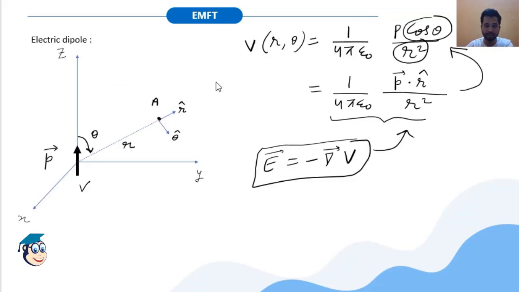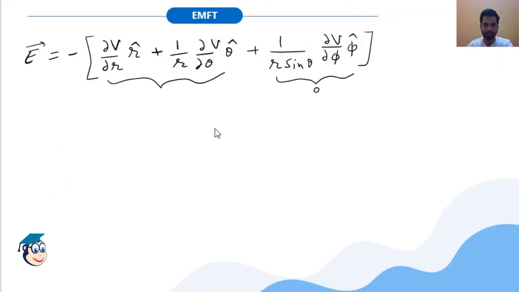In this diagram you can see one electric field component would be along r cap, that is E r, and one electric field component would be along theta cap, that is E theta, and the net electric field would be somewhere in between these two components. This is the net electric field E.